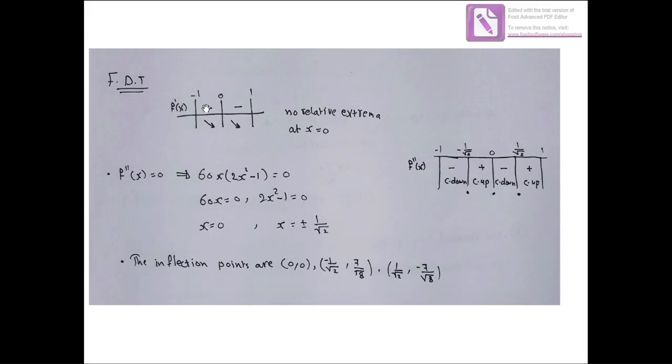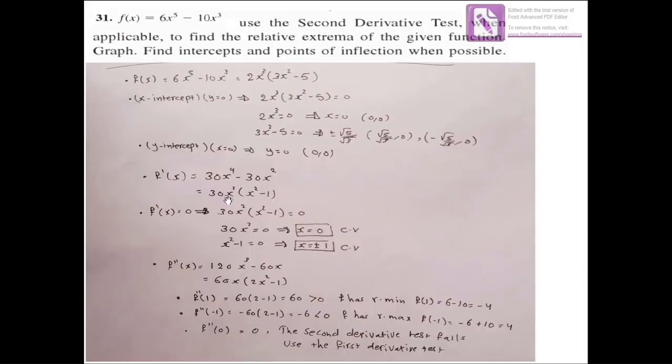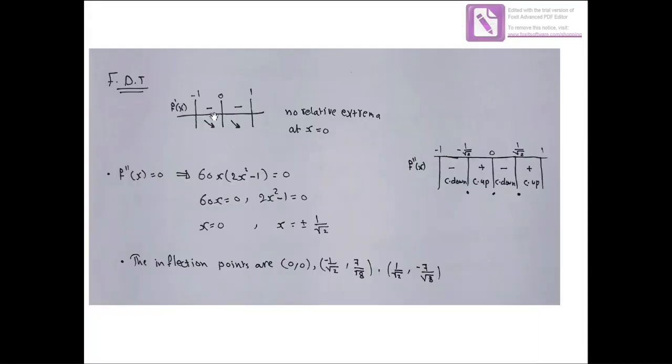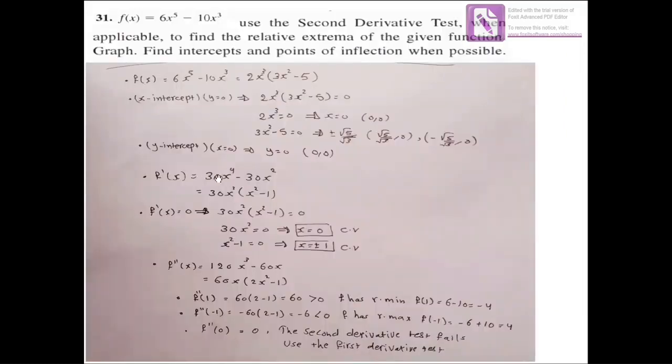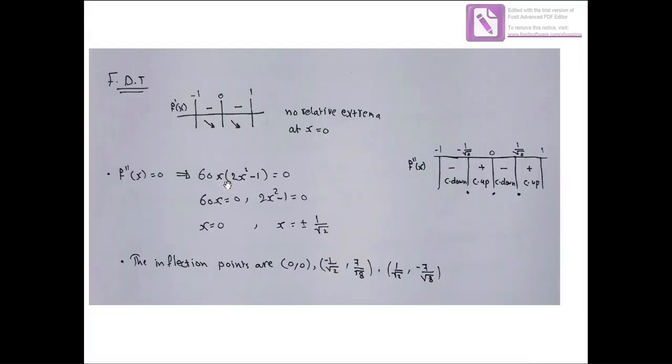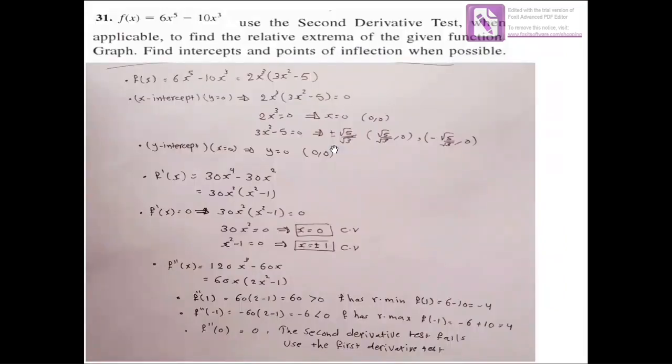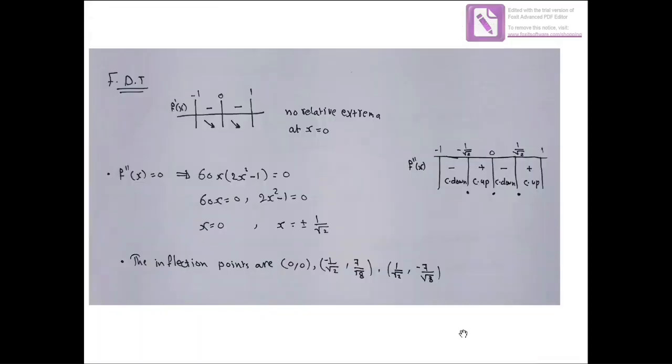So from minus 1 to 0, we need to take any number and substitute in the first derivative. This will give us negative. Then from 0 to 1, take any number and substitute in the first derivative, we will also get negative. So your function is decreasing, then decreasing, so we conclude there is no relative extrema at x equal to 0. So we just have a relative minimum when x is equal to 1, and a relative maximum when x is equal to minus 1.